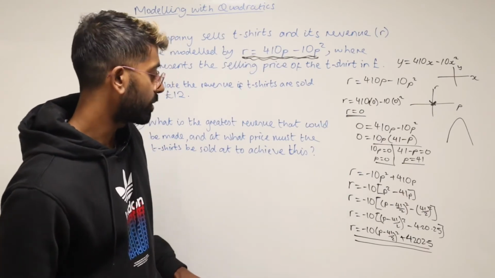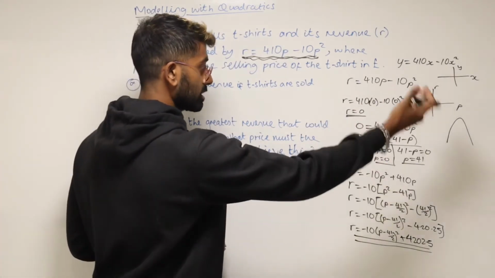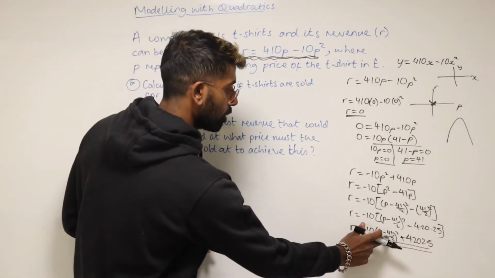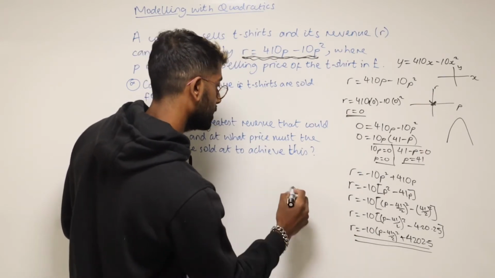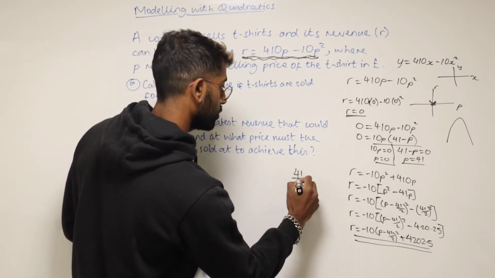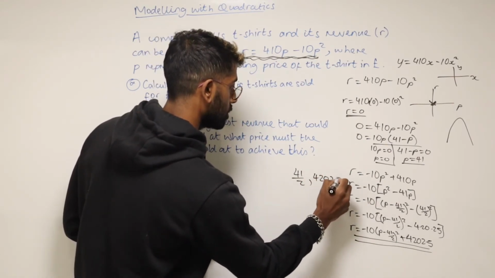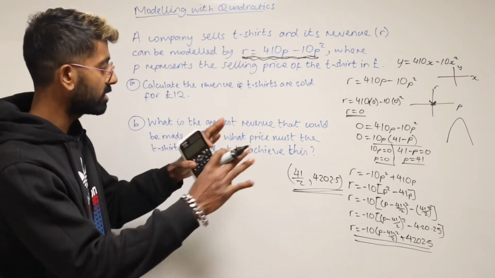From this, we can get our maximum point or turning point, and we know it's a maximum because it's an upside down quadratic. It's an n-shaped parabola. So the x-coordinate for our turning point is going to be 41 over 2. The y-coordinate is just 4202.5. So we've got our turning point as well. Okay, brilliant. So we've got all the information we need.